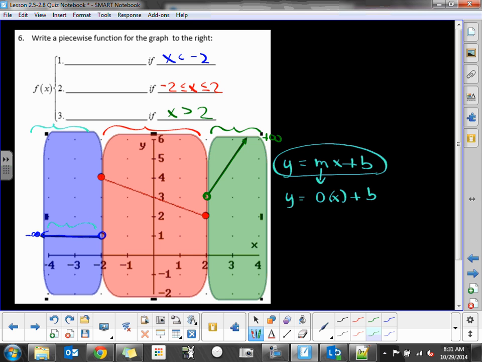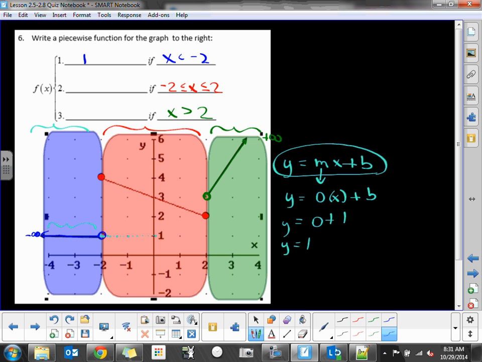And now the b can be found by simply extending this line out, and where would it cross? It would cross at +1. So it's really 0 plus 1, or y is just equal to 1. It's a horizontal line, and horizontal lines can always be graphed by a constant. It's our constant function, and that says our f of x is 1. That's all I need for it.